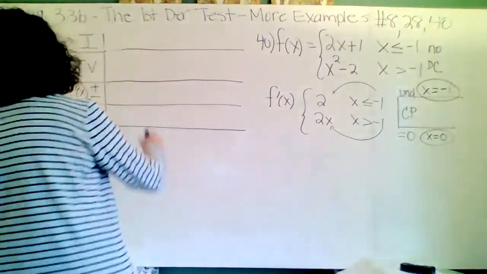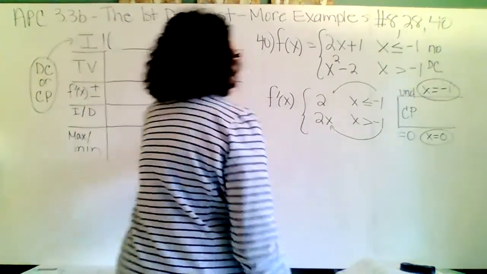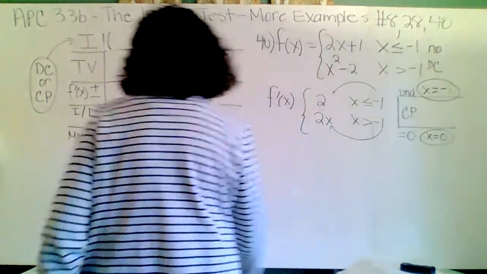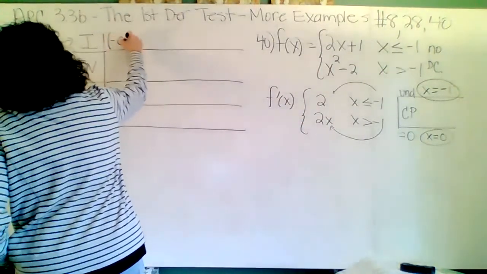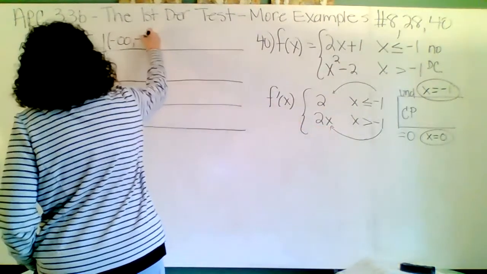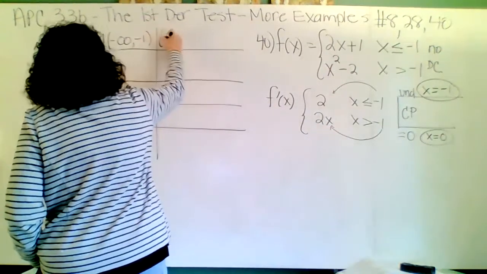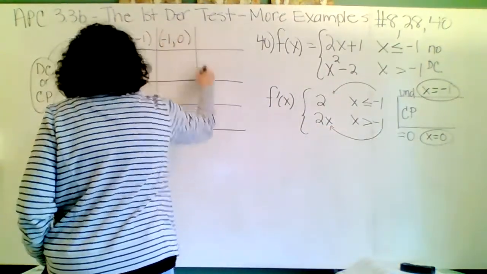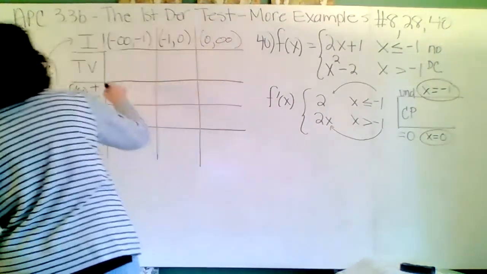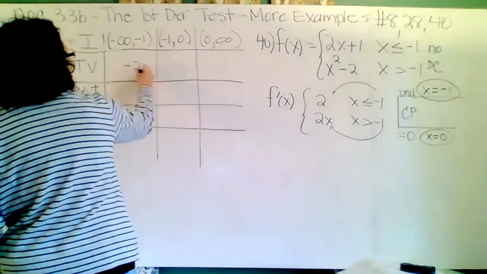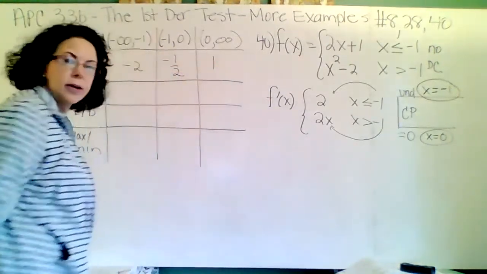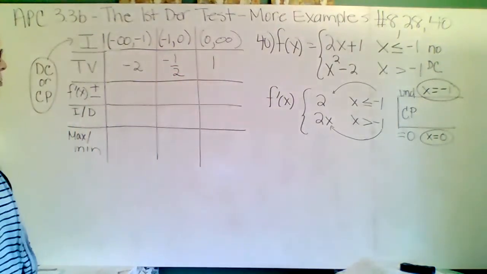So our intervals then: we're going to start at -infinity. There were no discontinuities, so -infinity to infinity. Our first interval break is at -1. Then from -1, we get stopped at 0, and then from 0 to infinity. Test values: how about -2? How about -1/2? And how about a 1 here? Okay, let's check that derivative.